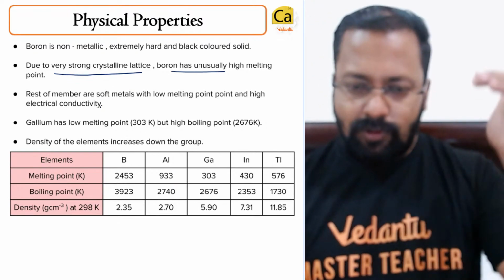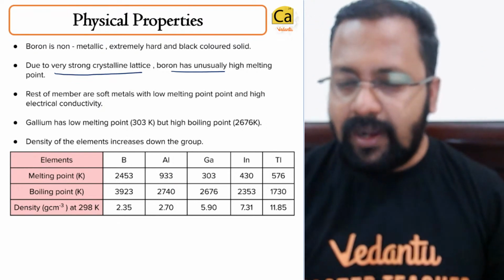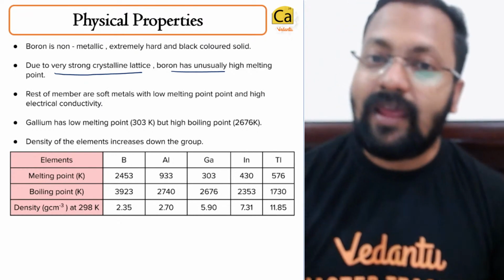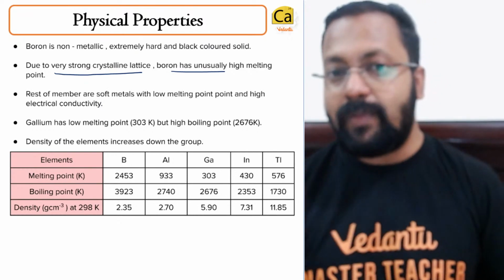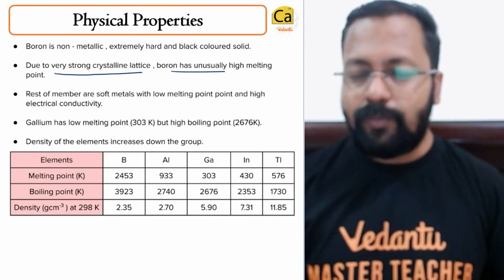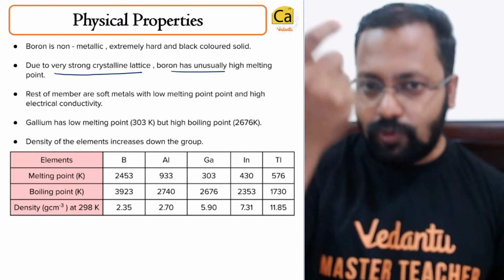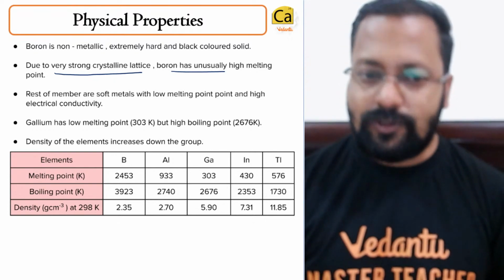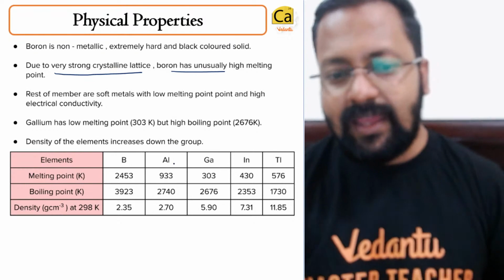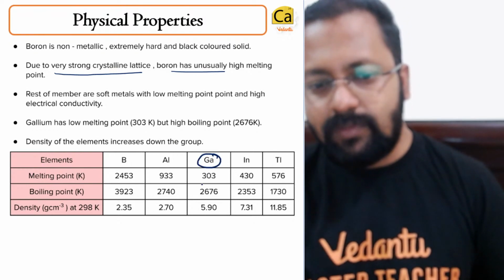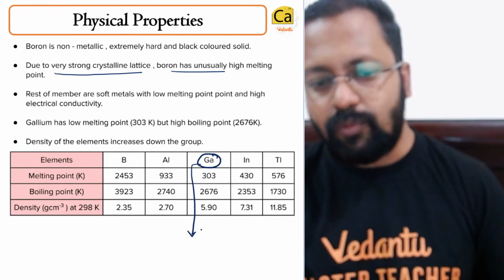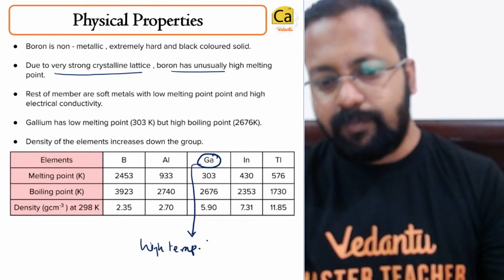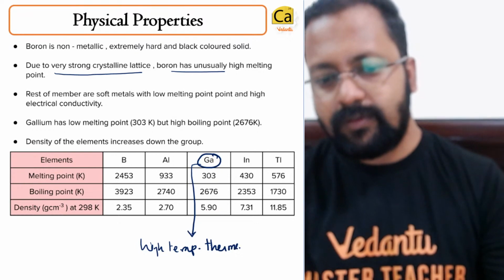Okay, lower members have lower melting point and lower boiling points, and they have higher electrical conductivity. Boron is non-metal, but as we go down the group, the metallic character increases, so the conductivity or the tendency to transport charge also increases. Gallium is pretty interesting. Gallium is used in high temperature thermometry.